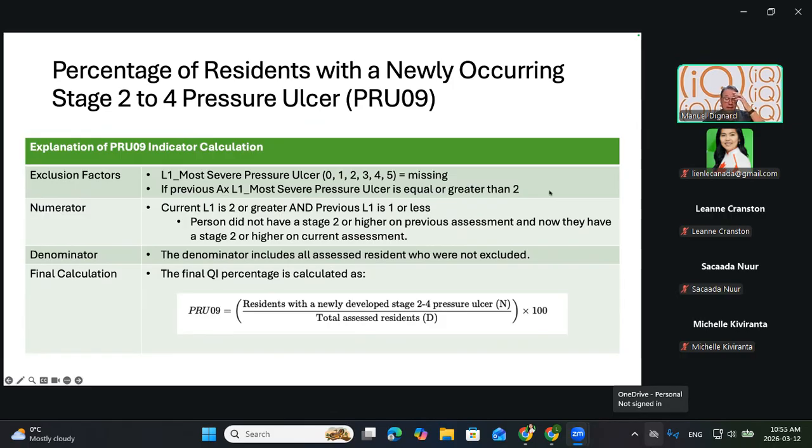So if you did not have a stage 2 to 4 on the prior assessment, you have one now, we're going to look at you. So L1, the most severe, is 2 or higher, and previously it was 1 or less. So they did not have a stage 2 or higher. Now they do. You trigger this quality indicator.